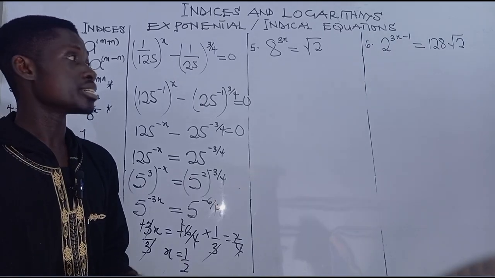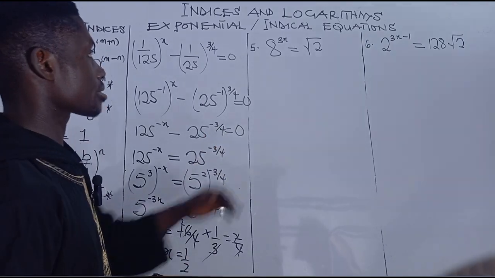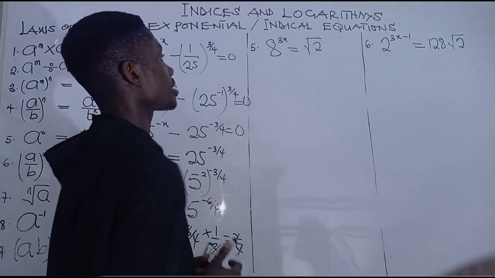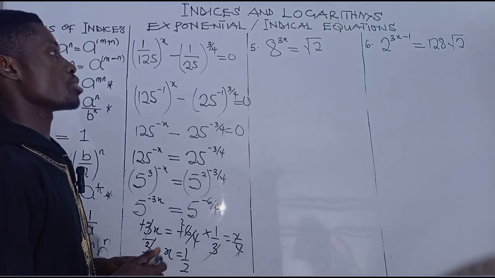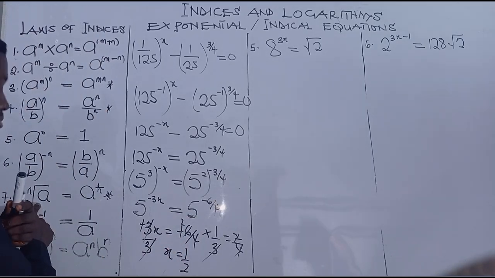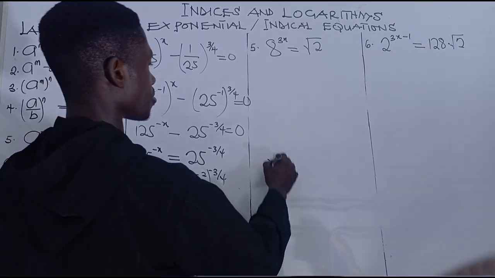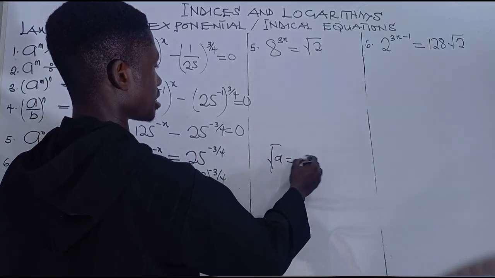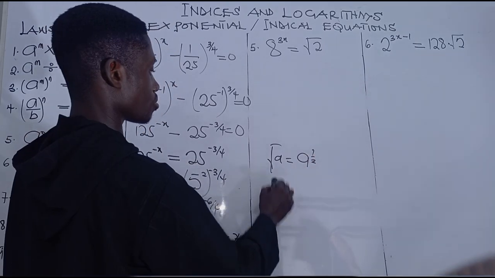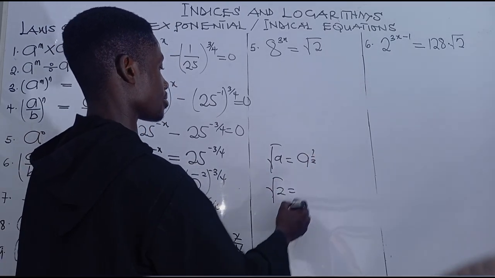Very, very easy. Now let's look at our next example. We have to find the value for x in this exponential equation. Now we know that from this property, when you have root of a, you can write it as a raised to the power half. So when you have root of 2, you can write it as what?